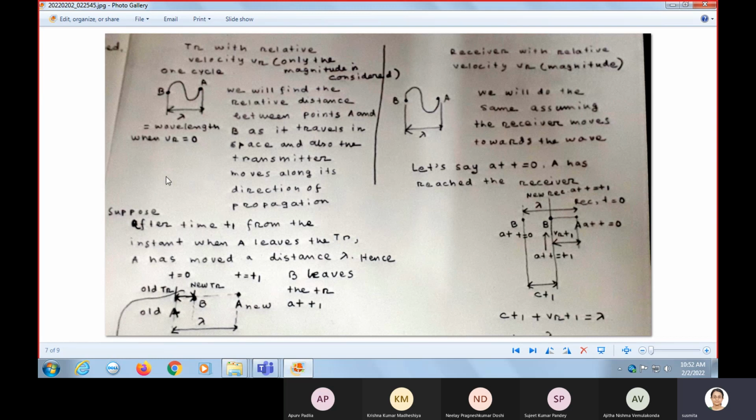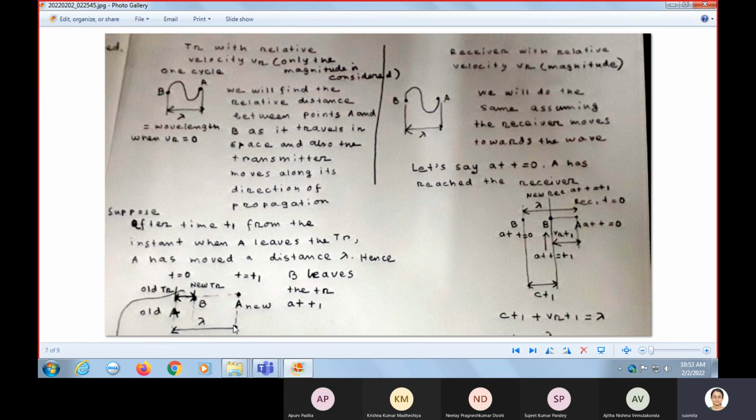Now let's say at t is equal to 0, this is where the transmitter was, and the point A left the transmitter. Then point A keeps moving in space at the speed of light, and let's say after some time t1, it has come here. And the distance between old A and new A, when the point A started from the transmitter and where it is at t is equal to t1, that distance, let's say, is lambda.